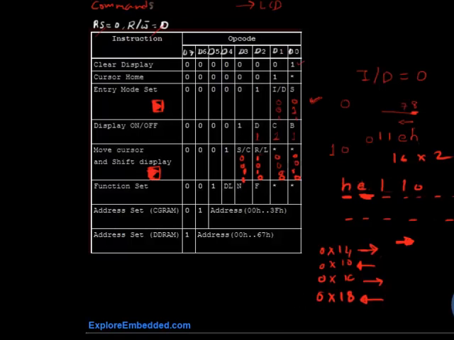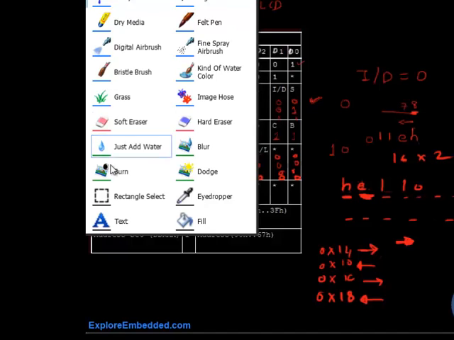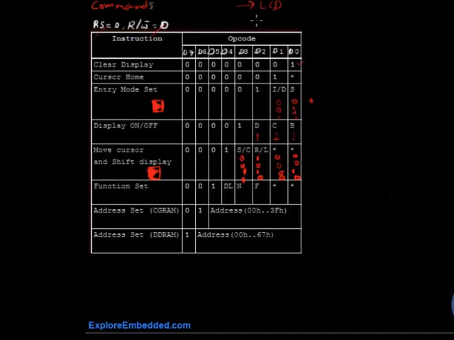Now let me just clear this off. So the next command is function set. What this command does is define whether an LCD has a 4-bit interface or an 8-bit interface. It also determines whether it has 1 line or 2 lines, and also defines whether the font size is 5x8 or 5x10.